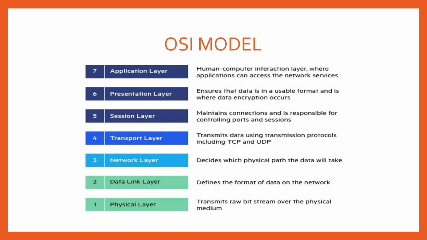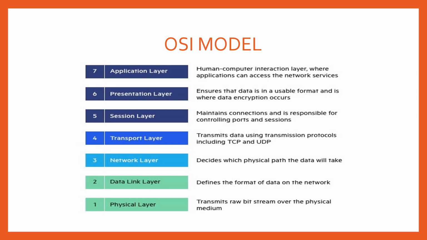And the next one is the OSI model. Basically, it is an industry standard framework that is used to divide network communication into 7 distinct layers. So the OSI model consists of 7 distinct layers, and let us discuss each and every layer in detail.